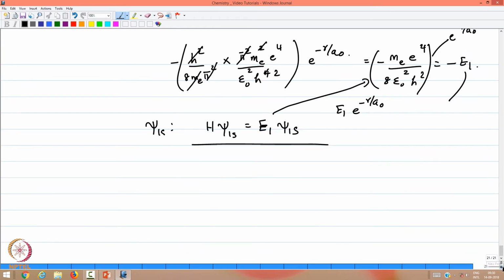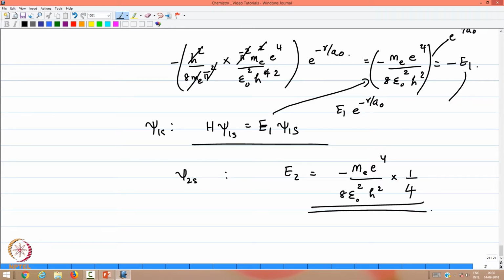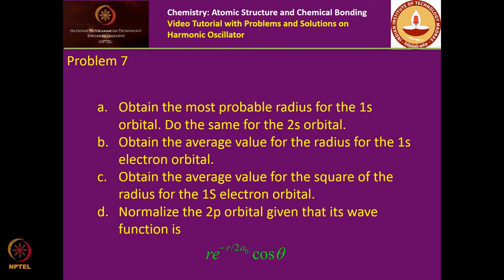Exactly the same thing can be done for psi 2s. The E2 that you should get should be minus m e raised to 4 by 8 epsilon naught square h square times 1 by 4. This is what you should get if you use the psi 2s orbital and do the differentials as indicated in the problem here. Okay.